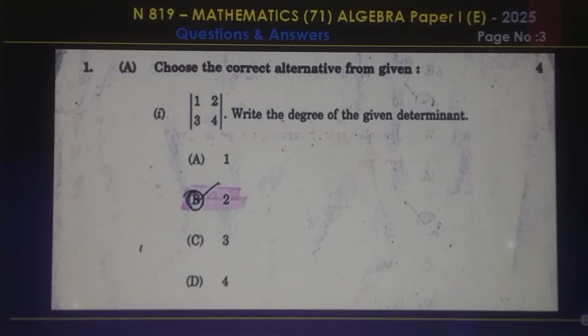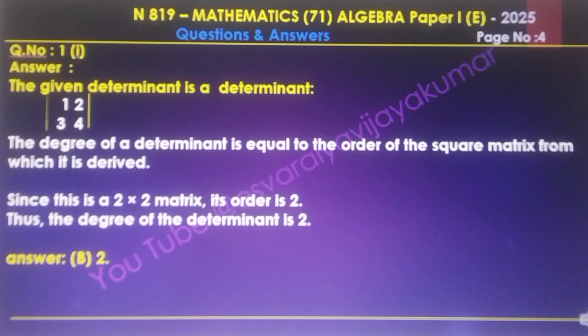First question, 1A. The answer of these questions: B. Write the degree of the given determinant 1, 2, 3, 4. The brief answer and explanation: the given determinant is 1, 2, 3, 4. The degree of a determinant is equal to the order of the square matrix from which it is derived. Since it is a 2 by 2 matrix, of order 2, the degree of the determinant is 2. The final answer is 2.